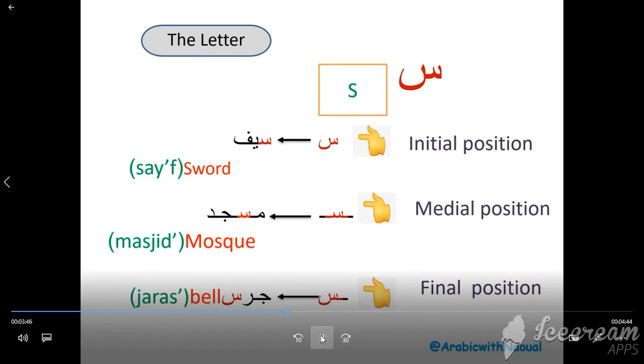The letter Sin. The letter Sin in the initial position is written like in the word سيف, in the medial position like in the word مسجد, in the final position like in the word جرس.